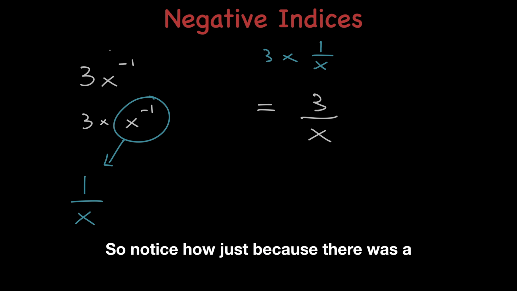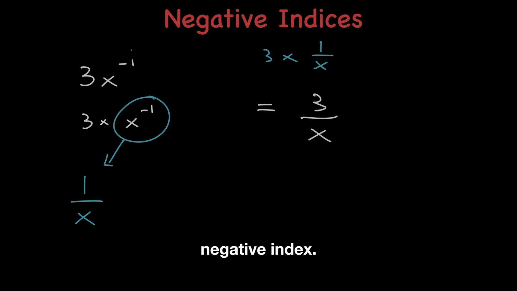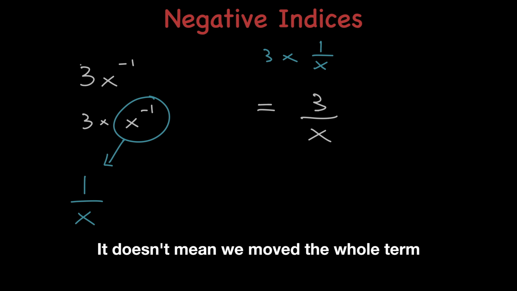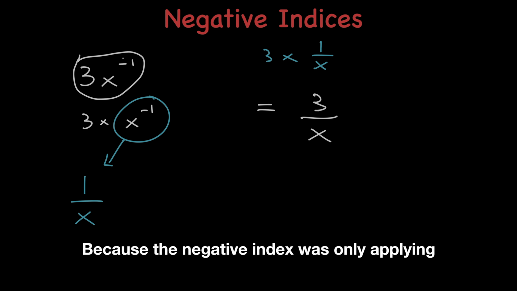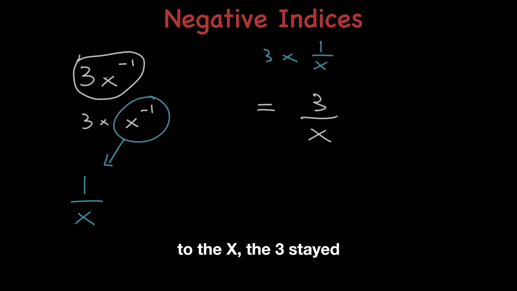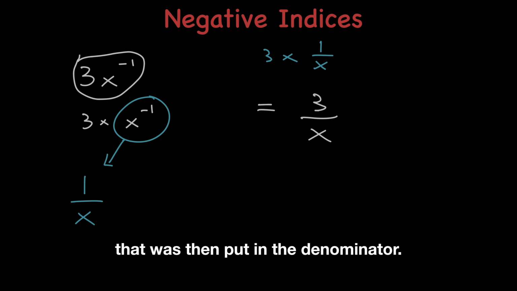So notice how just because there was a negative index, it doesn't mean we moved the whole term to the denominator of the fraction. Because the negative index was only applying to the x, the 3 stayed on the numerator, and it was just x that was then put in the denominator.